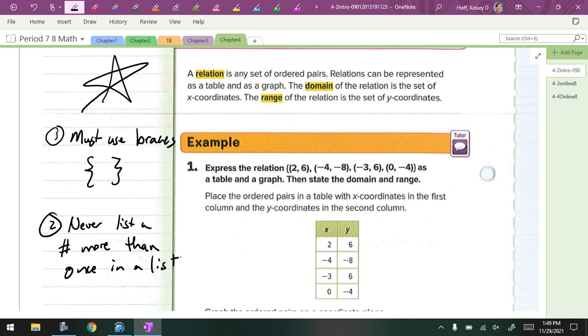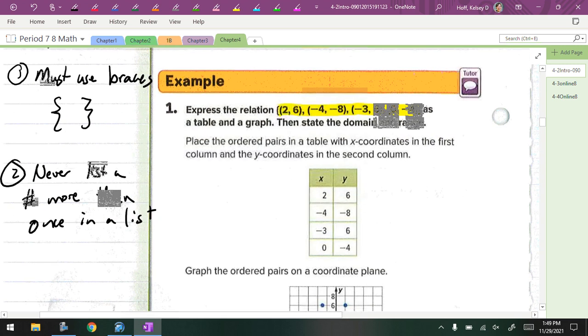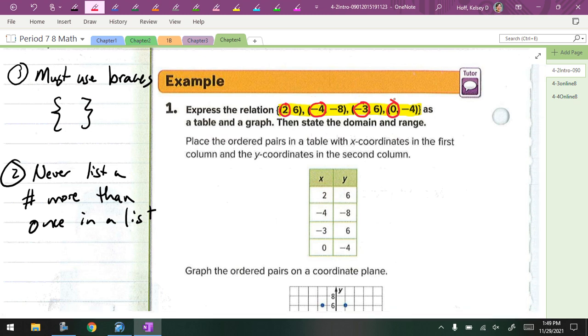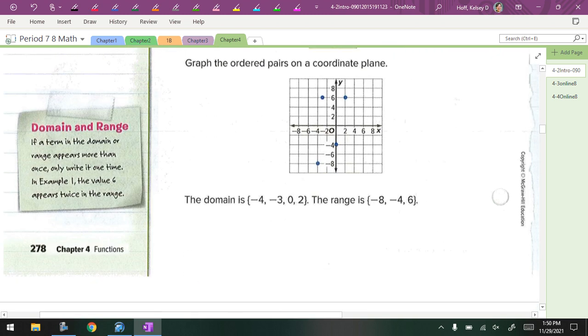So in example number 1, they give us this list of ordered pairs right here. And they tell you to make a table and a graph, and I'm not worried about that today. But then they ask us to list the domain and range. If I go through and I circle the first number in every ordered pair, did I just circle the x-coordinates or the y-coordinates? The x-coordinates. Does the x go to domain or to range? Domain.